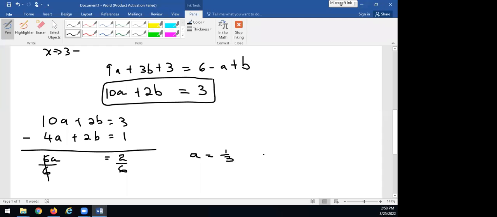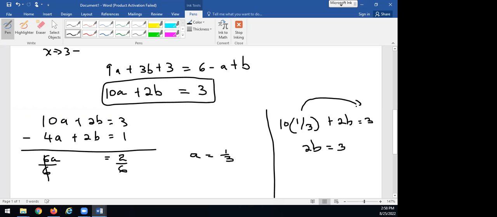All right, no problem. So we are going to have 10 times 1 over 3 plus 2b, and that's equal to 3. So that means that 2b equals 3 minus 10/3, I'm going to bring this over. 10 times 1/3 is the same thing as 10 over 3. 10 times 1 is 10, and then the same denominator. Now, subtract this and tell me what you guys get.